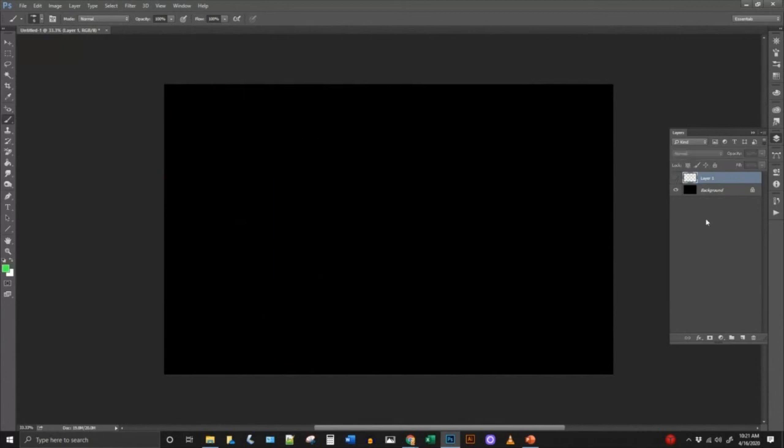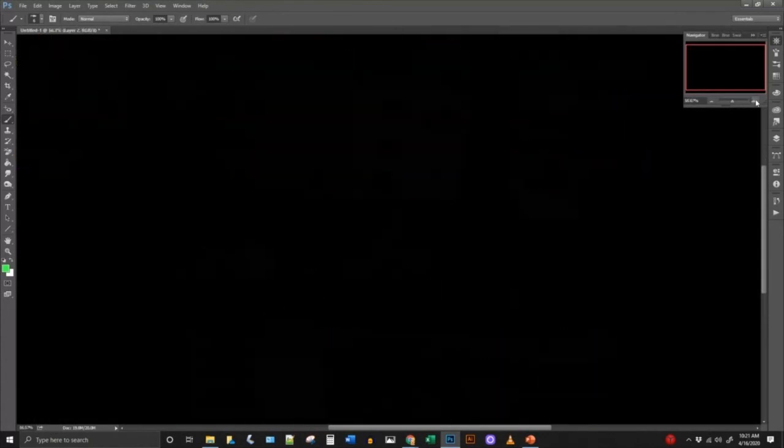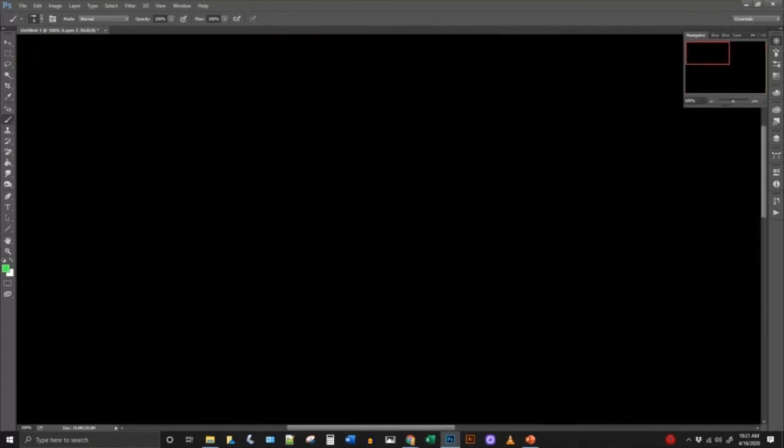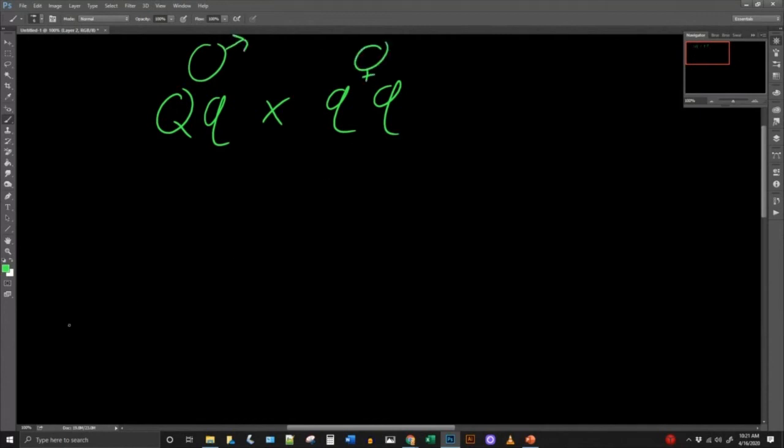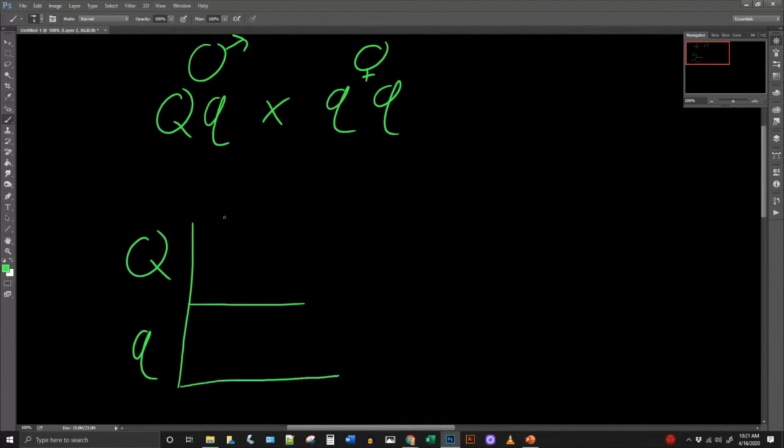Let's just get rid of that, pop a new layer on there. So let's say that you have a parent with these alleles, and we're doing a cross with a parent with these alleles. Well, again, we're just mapping out what kind of gametes they can make. So the father here can make 2 different kinds of sperm cells, but since the mother is homozygous recessive in this case, she can really only make 1 kind of egg cell.